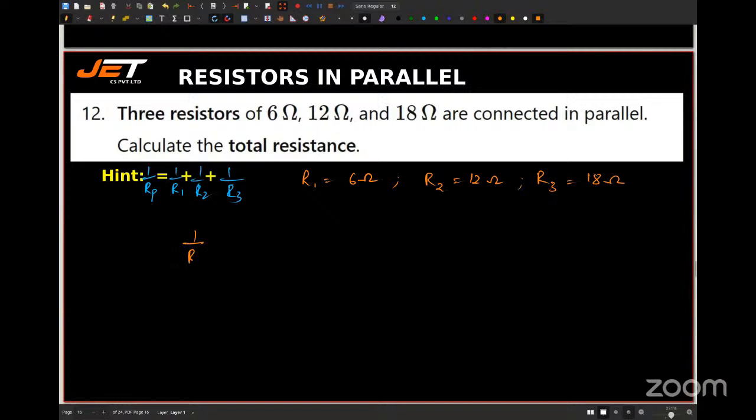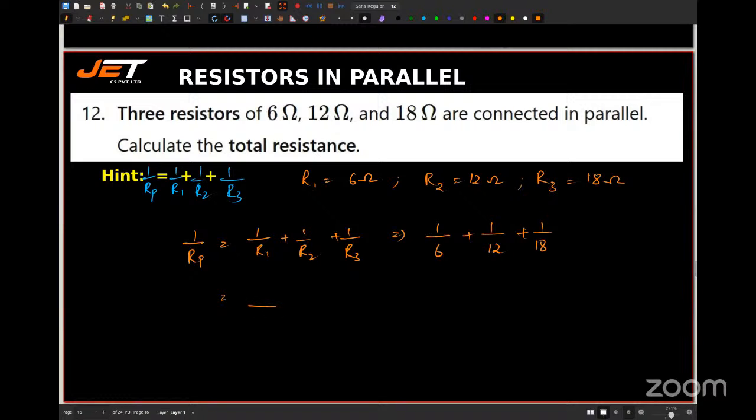These questions are a bit tricky. You have to be very careful when you are solving. It is 1 by R1 plus 1 by R2 plus 1 by R3. First write down the formula, then substitute very carefully, then you don't make any mistakes. 1 by 6 plus 1 by 12 plus 1 by 18.